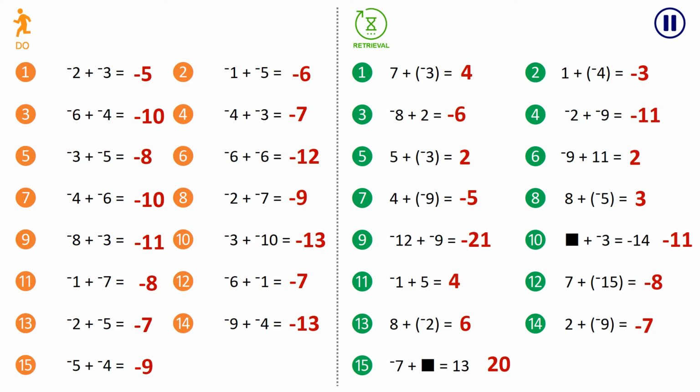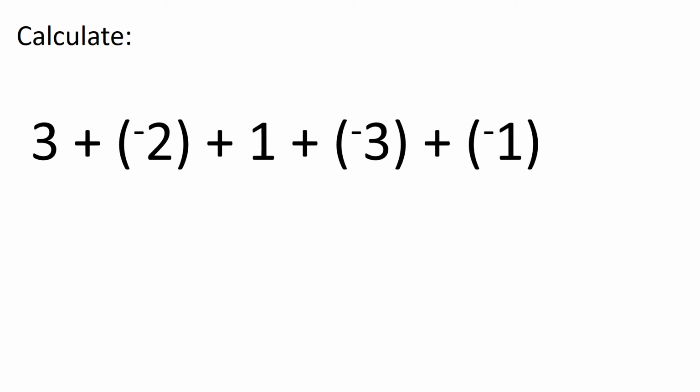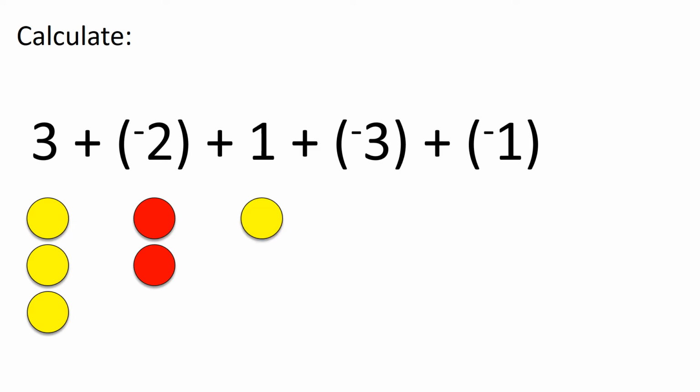And we're going to look at the next part of our learning. We could continue this and start to link it with a little bit of algebra without actually introducing the algebra itself. So we could give young people longer calculations like this and ask them to carry this out. We could use the 2 colour counters. So there's the +3. I'm now going to add in the -2, add in the +1 and the -3 and the -1.